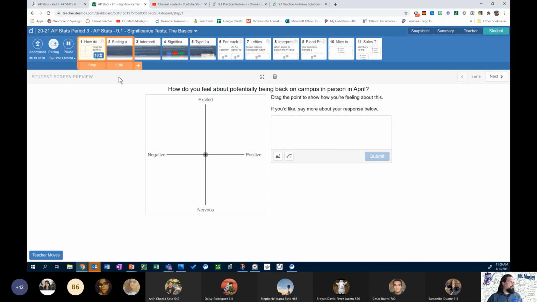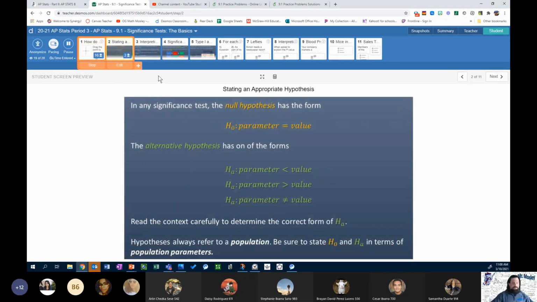So we're gonna open up the next part, which is the first few slides here are just essentially review of notes and key concepts from yesterday's lesson, right? Some takeaways, right? So I encourage you to follow along on your own screen or view the shared screen. There we go. First, we have stating an appropriate hypothesis. This is an important part of what we're doing here.